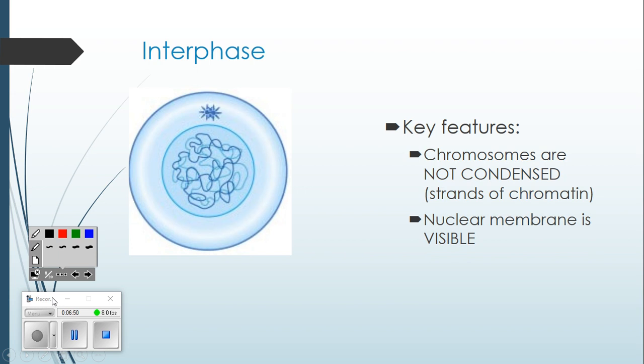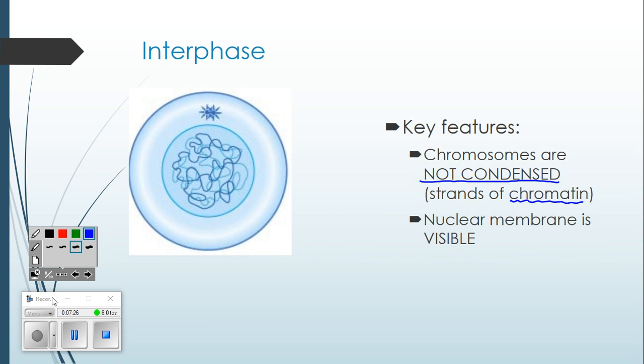Now, every artist will draw things a little bit differently, and you'll notice as you work through questions, depending on who drew the picture, things look a little bit different, but there are a couple of key things that should be in the picture that will allow you to identify it. First, chromosomes are not condensed during interphase. So you should just see strands of chromatin. So a big jumbly mess inside the nucleus where you can't distinguish where one chromosome starts and the other one stops.